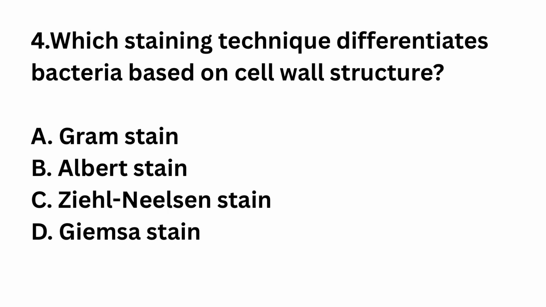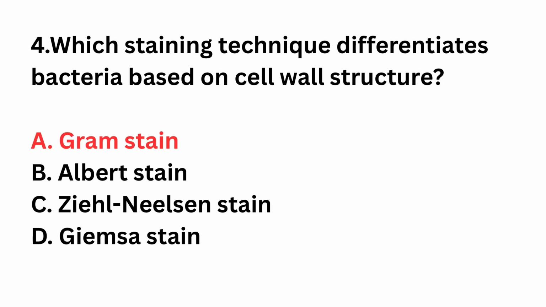Question number 4. Which staining technique differentiates bacteria based on cell wall structure? Gram stain, Albert stain, Ziehl-Neelsen stain, Giemsa stain. The right answer is option A, gram stain. Gram stain differentiates bacteria into gram-positive and gram-negative based on peptidoglycan thickness.